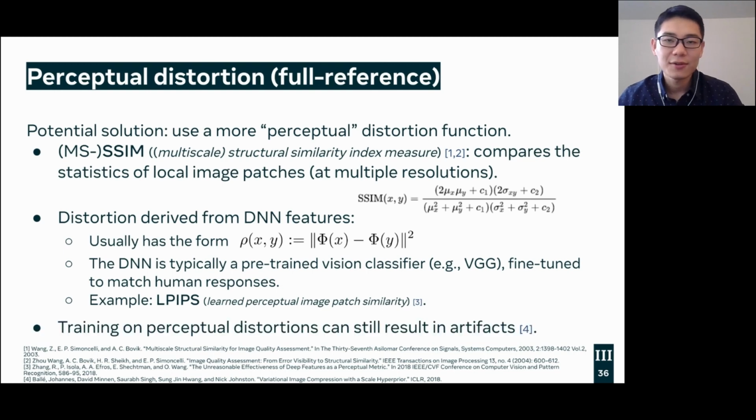Now, many such distortions are differentiable, but using them for end-to-end training can give us mixed results. Basically, the compression model can learn to exploit whatever blind spots there are in this distortion function, so we can still end up with artifacts that are specific to the kind of distortion function used for training.